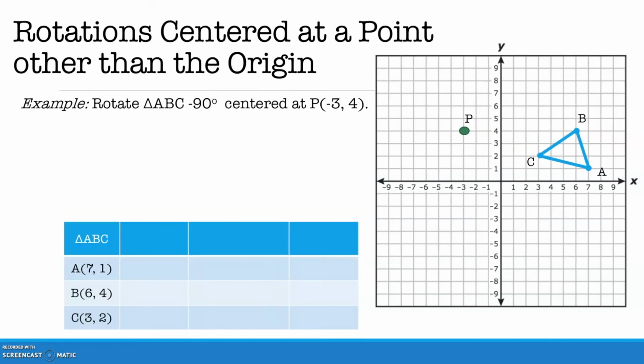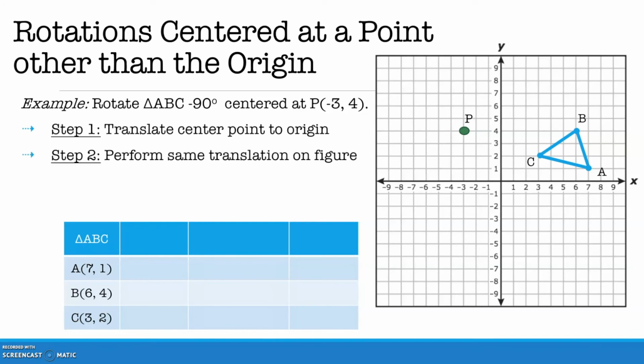Now let's take a look at rotations centered at a point other than the origin. For this example, we are going to rotate triangle ABC negative 90 degrees centered at the point P, which is negative 3, 4. So the first thing you want to do is translate your center point to the origin and then perform the same translation on your image. Because here your point P is negative 3, 4, the translation moving it back to the origin would be a translation of 3 units right and 4 units down.